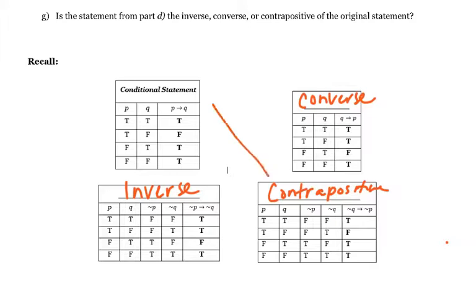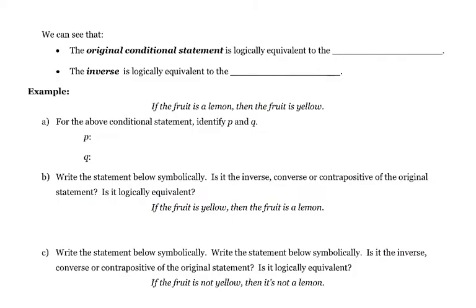Okay. Remember that these two are equivalent and these two are equivalent. You can see that in the truth table. So we can see that the original conditional statement is logically equivalent to its contrapositive. And we've said this again and again. Notice if something gets said again and again, that's probably a good sign that you need to know it. The inverse is logically equivalent to the converse.